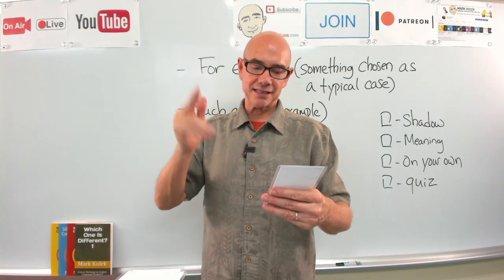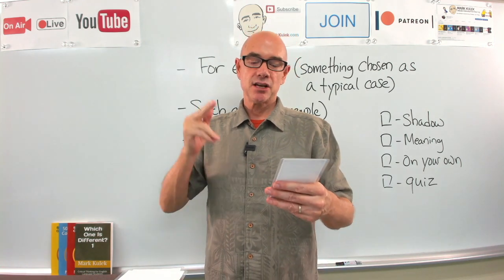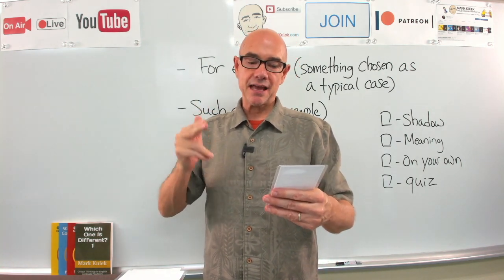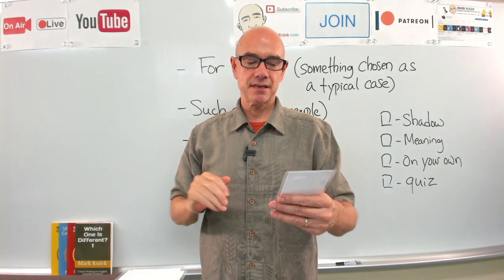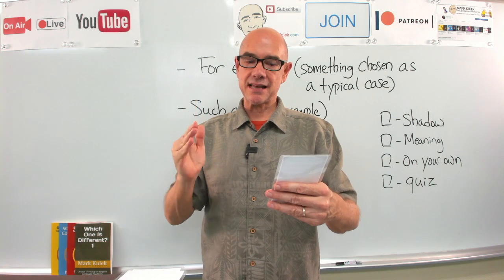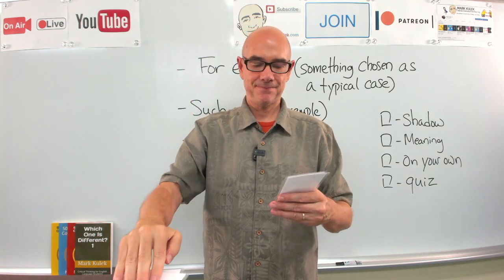Card number 5. Japan, for example, has 3 writing systems.